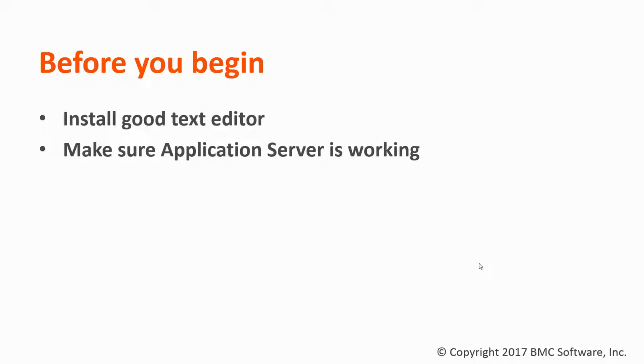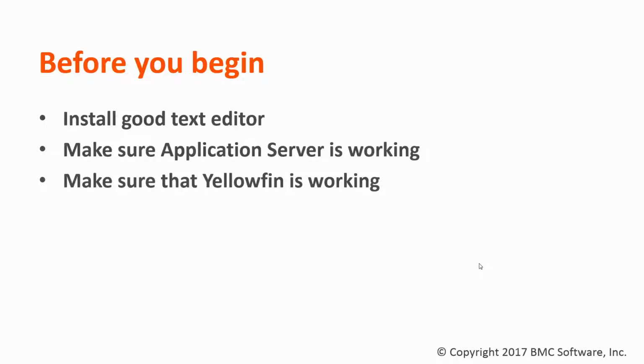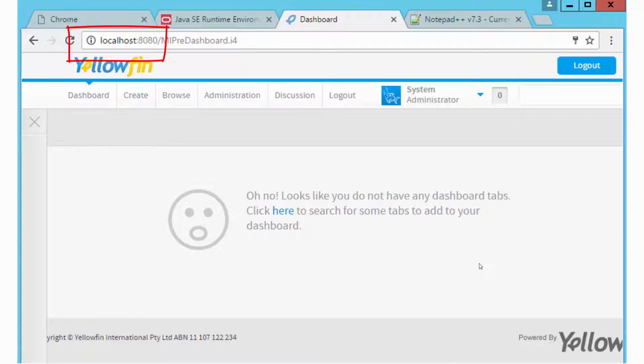Make sure that the application server is working properly. If you can log into the BSA environment with the App Server console, that's good enough for now. Make sure that the Yellowfin installation is working properly. Log into Yellowfin with the HTTP 8080 protocol, and that's good enough.